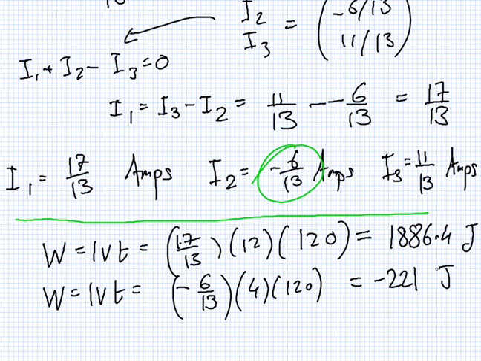So, that first battery is 1886.4 joules. That means the first battery gives that much energy. But the second battery is minus 221 joules. In fact, that means the second battery takes that energy. So as you said, it's like the second battery is charging up. So the first battery is actually doing all the work, and the second battery is actually taking some of the work, is charging up. That's why it's minus.